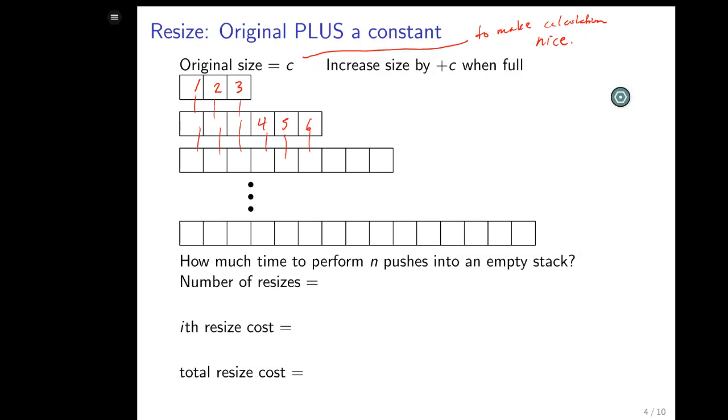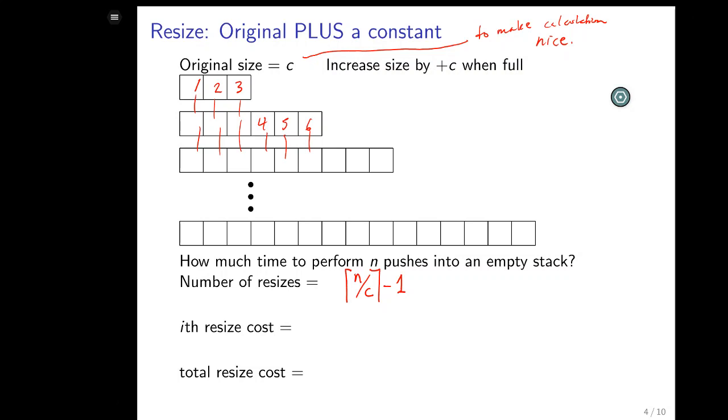What did I write down? I wrote down something clever. N over 3, N over C, the ceiling of this, minus 1. The number of resizes.